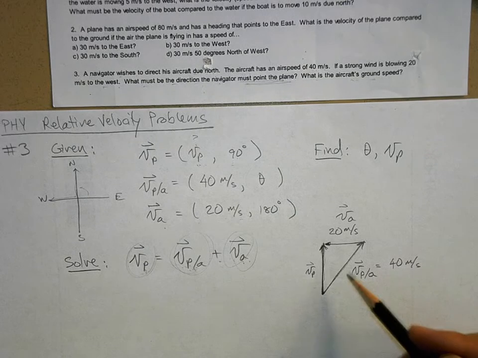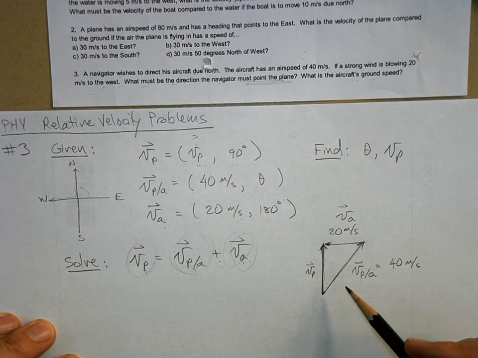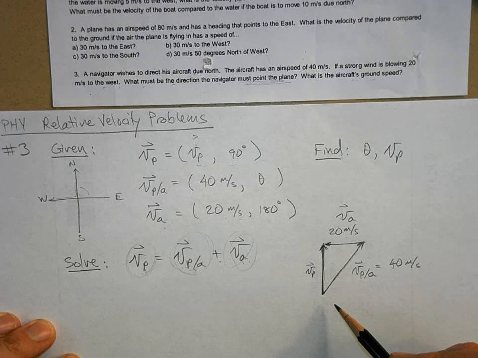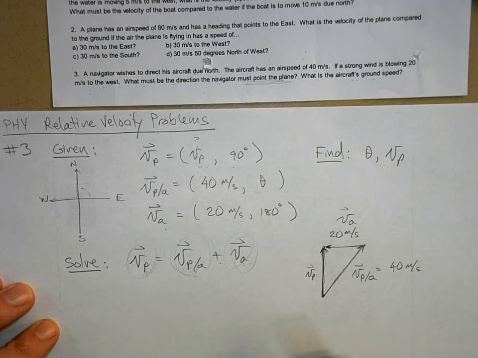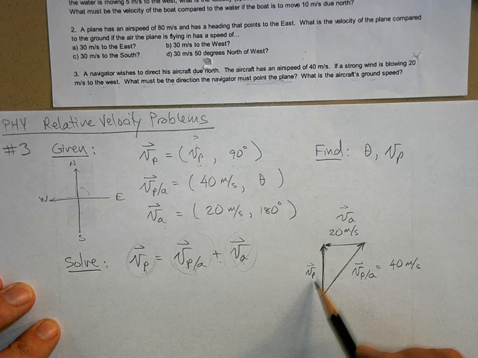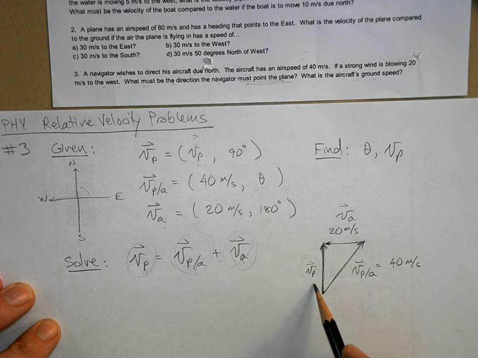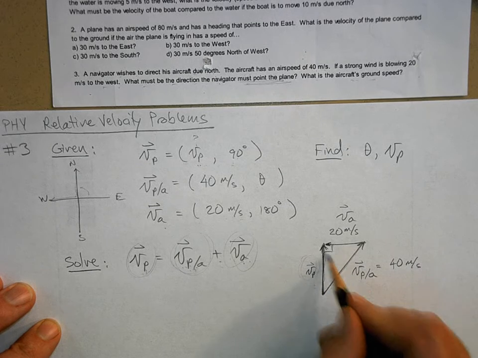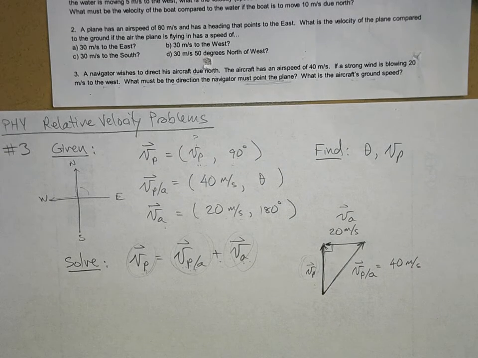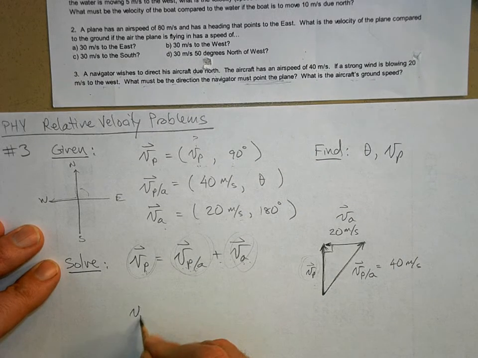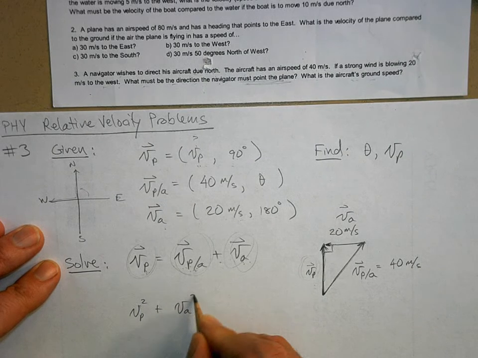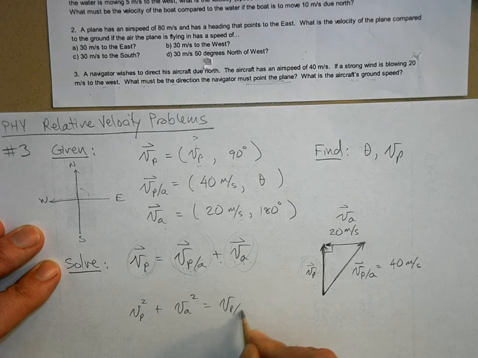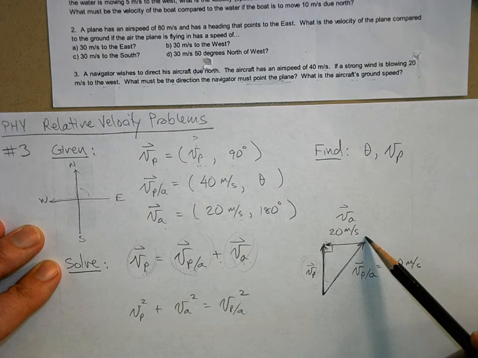Well, now I can get the angles here, and I can get this magnitude, because I can see this makes a right triangle, because this is north and this is west. They're 90 degrees apart. So now I can just go to right triangle math and say the velocity of the plane squared plus the velocity of the air squared equals the velocity of the plane compared to the air squared. That is, these make a right triangle.